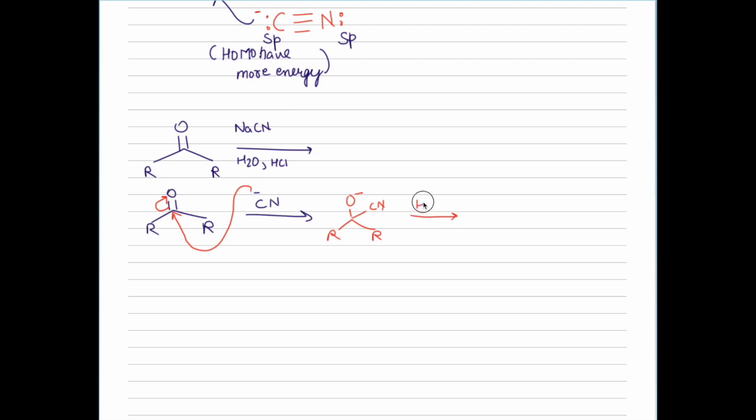After this, the oxygen attacks HCl and takes the H plus, an acid-base reaction. It results in the formation of this compound, which is in general called a cyanohydrin.